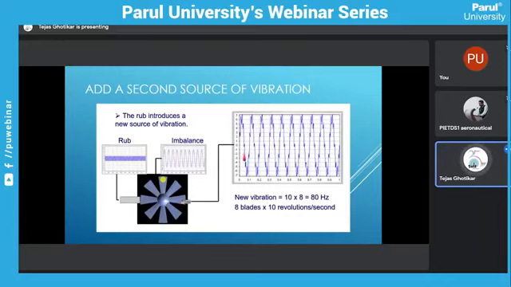As the fan rotates, it completes its one oscillation. Meanwhile, this rub completes 8 oscillations. So in 10 oscillations, it completes 80 oscillations. But the magnitude is quite small, and you can see that here in the graph. All those disturbances are because of this rub.